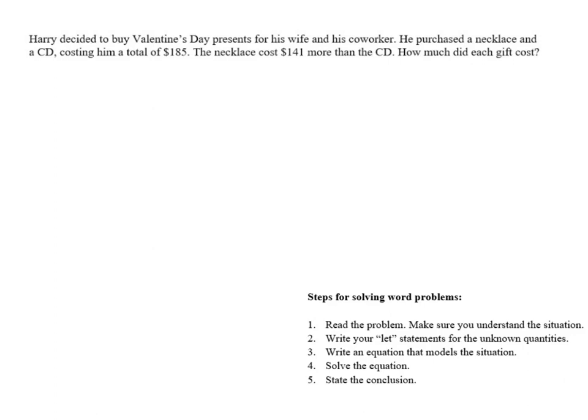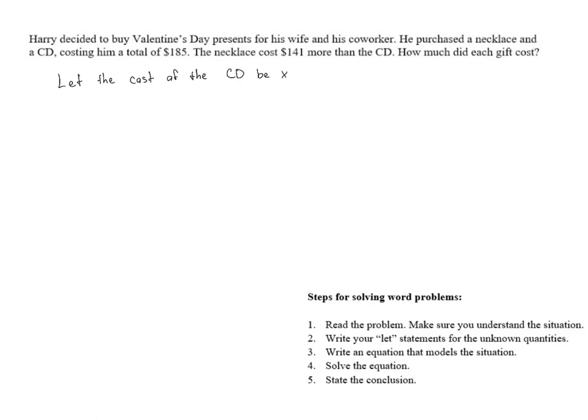We know the two things we're looking for are the cost of the necklace and the cost of the CD. We need one of those to be X, and the other one we're going to write in terms of X. Notice the sentence that says the necklace cost $141 more than the CD. That tells us something about the necklace, but we don't know anything about the CD. So because the CD is the thing that we know absolutely nothing about, the cost of the CD is going to be our X.